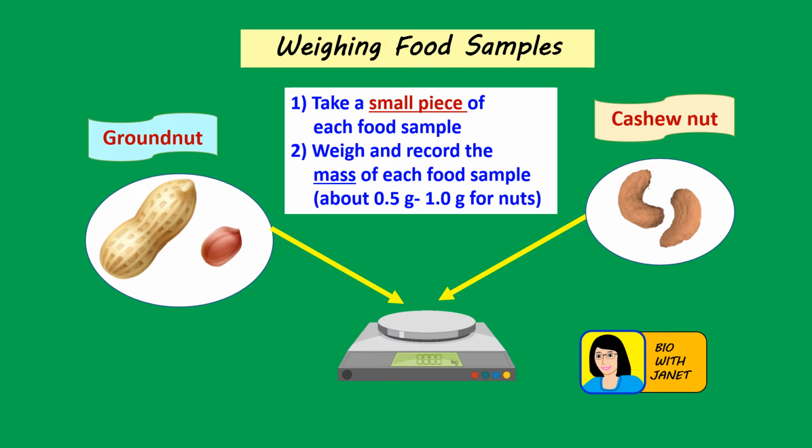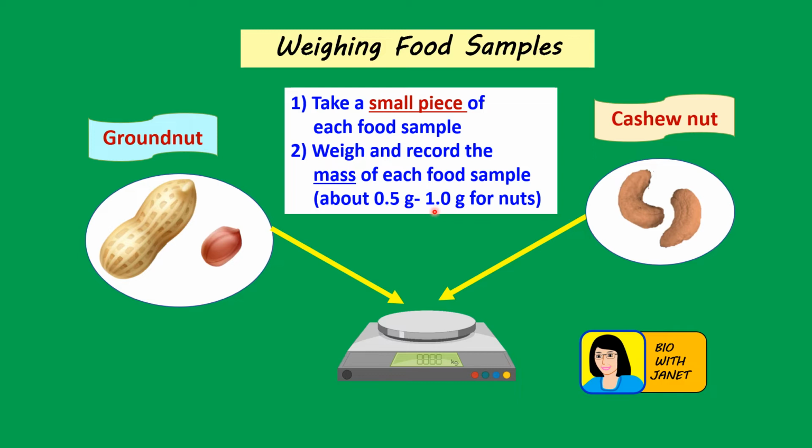Now, first of all is the weighing of the food sample before we burn it. So remember to weigh the food sample first. Take a small piece of each food sample, weigh and record the mass of each food sample using the electronic weighing balance. Please take note that for nuts, we usually use around 0.5 grams to 1.0 grams. We usually take that weight of the nut to be burnt, because if you were to take a bigger mass of the nuts, sometimes it will cause the water to boil.